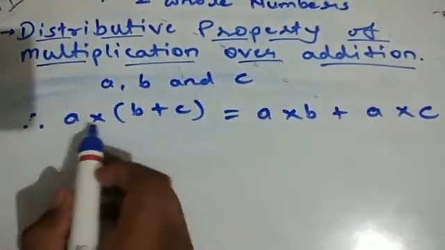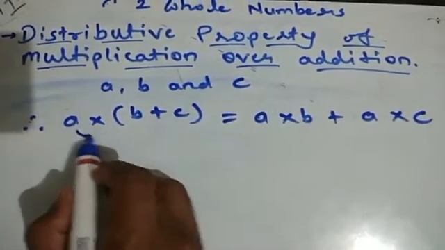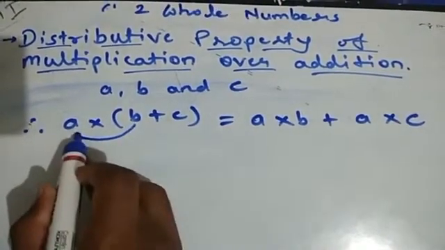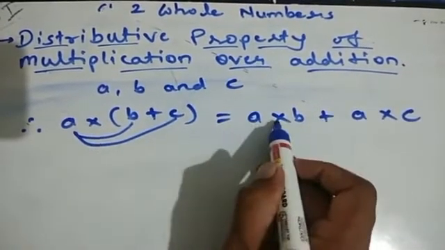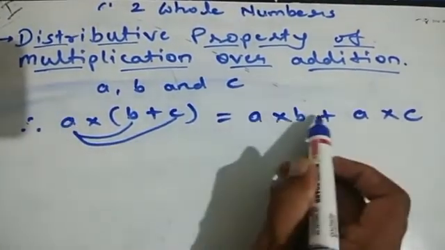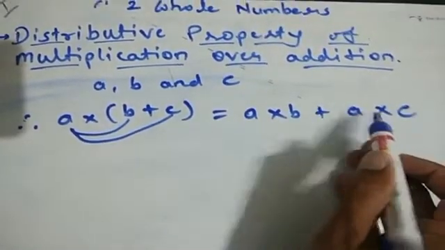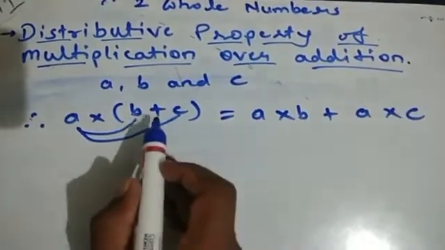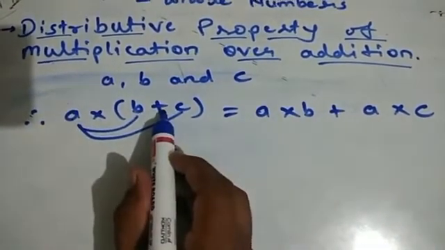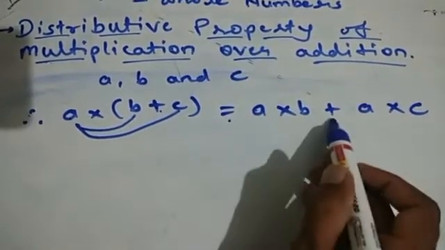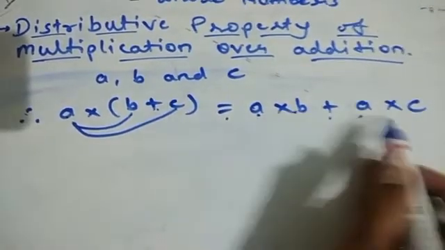See here, A is multiplied by this bracket. Now see, first you multiply this A with B and then multiply A with C. A multiplied by B, plus sign as it is, and A multiplied by C. It means what? The product of a number and a sum is equal to the sum of the individual products of the number and the addends.